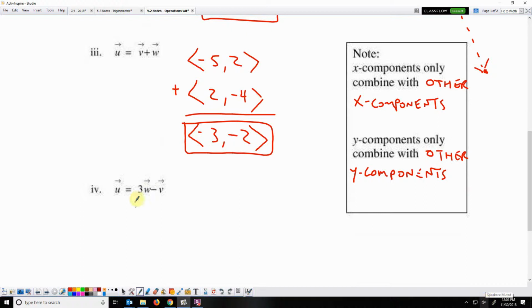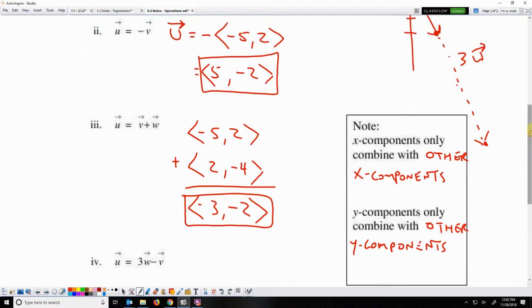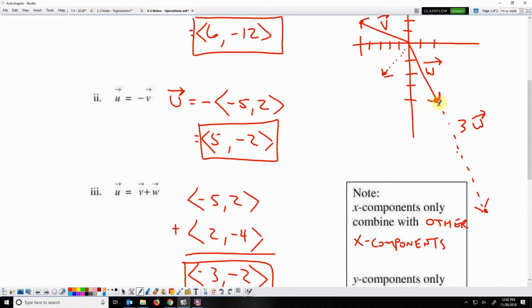Then combining 3 times vector w with the opposite of vector v. So this is 3 times vector w graphically. The opposite of vector v goes right 5 and down 2. So from here, we would go right 5 more and down 2.